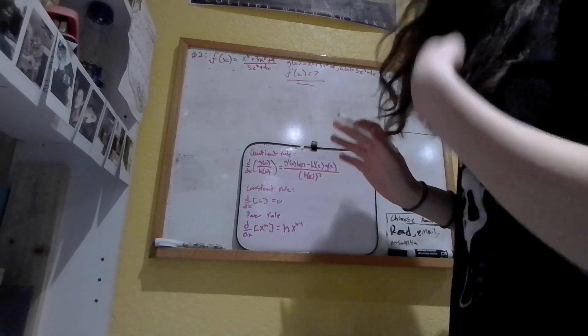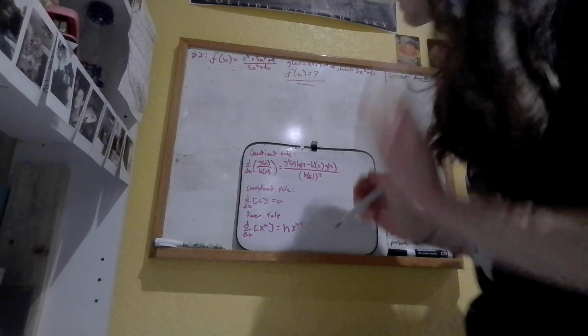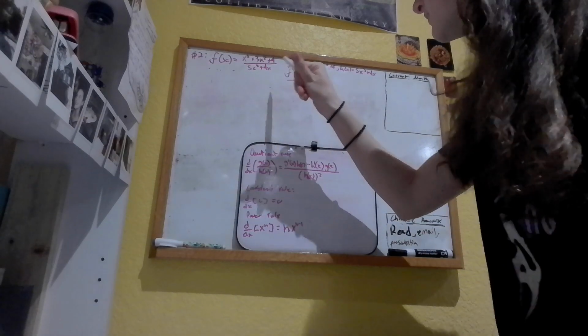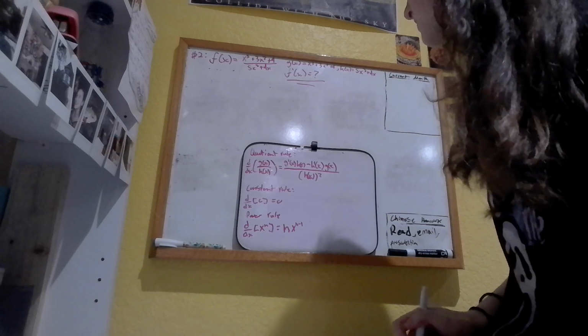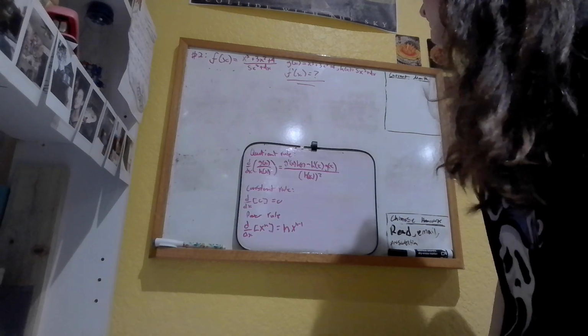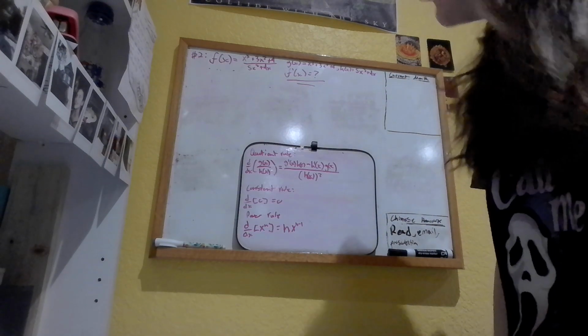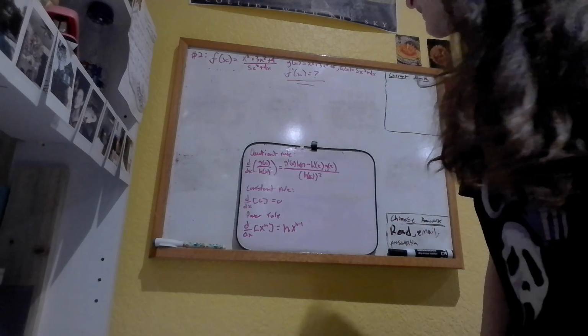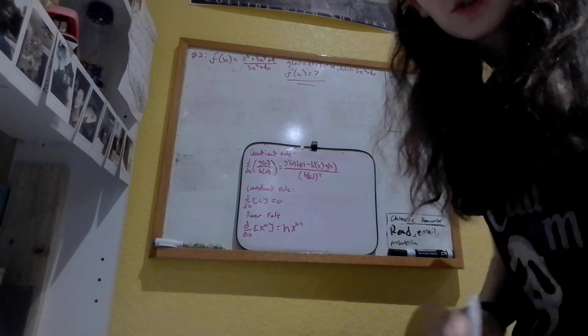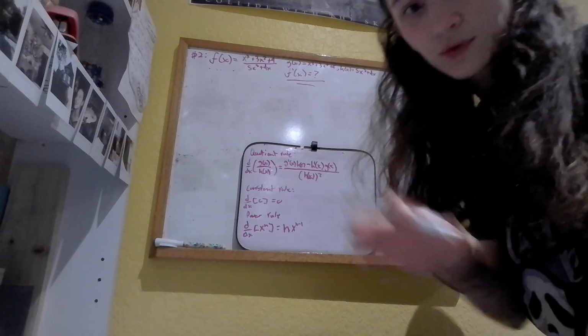Now, as in the first problem, we will define g of x as x cubed plus 3x squared plus 4, and h of x as 5x cubed plus 4x. And that will be used in our quotient rule.